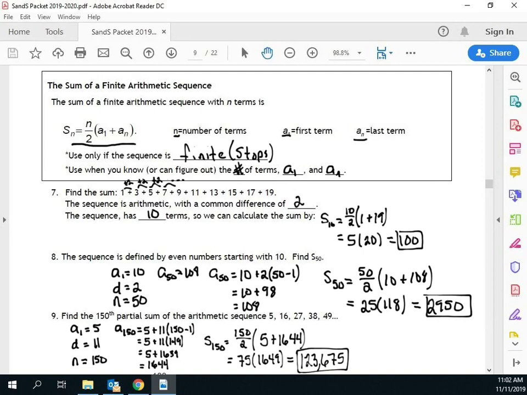How's that? All right. So any questions, guys, about summing finite arithmetic? Again, this is a finite one, which means it does stop. Okay? We're going to go ahead and sum all the way up until we get to a stopping point.